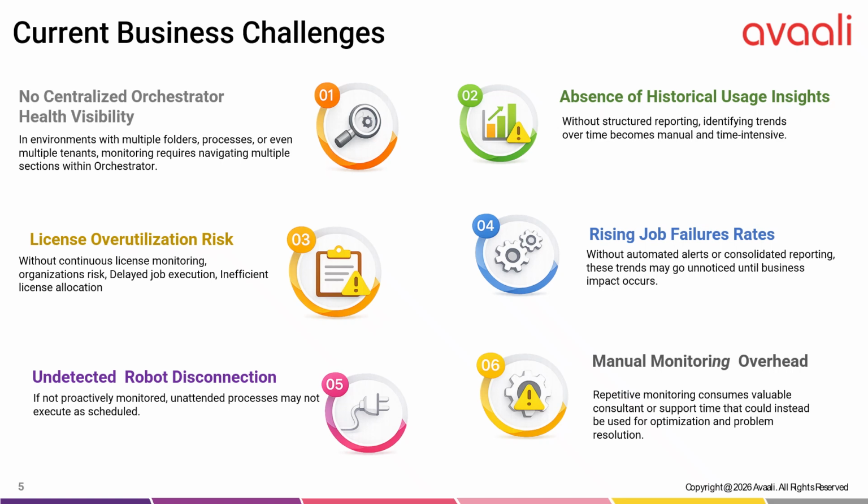Undetected robot disconnection. Robots can become disconnected due to machine shutdown, network issues, or service interruptions. If not proactively monitored, unattended processes may fail to execute as scheduled.